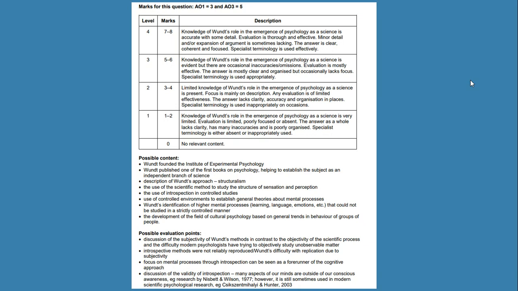And then that is the answer to the 8-mark question. So with that 8-mark question, 3 of your marks are for AO1. So that's the section that says possible content. So 2 of those bullet points will be fine to get your 3 marks. And then the evaluation points, that's your 5 marks for AO3. Again, 2 of those points should be fine in order to get full marks.